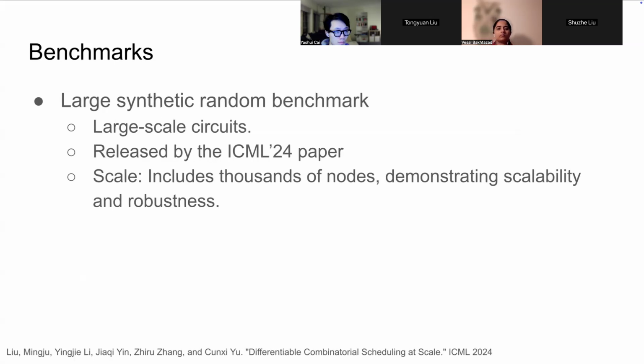Next, we scale up to large synthetic random workloads sourced from an ICML paper. These are significantly larger, often comprising thousands of nodes. By challenging our solver with these large complex graphs, we test its scalability and robustness. Unlike the smaller DAGs, these workloads are designed to push the limits of computational complexity, and we'll see whether our method can handle real-world scale problems and still deliver strong performance.